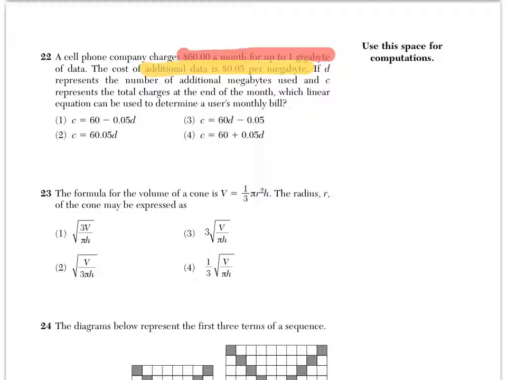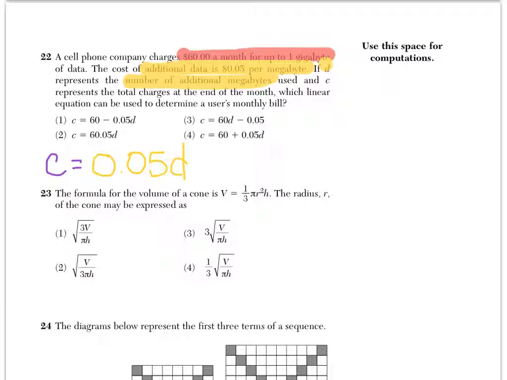Next, that's great, it tells us what the 2 variables represent. So D represents the number of additional megabytes. I'm actually going to highlight that in yellow because the 2 are connected. Right now, I know that it is 5 cents for every additional megabyte. So I have this expression right here. That would typically equal C, the total charges, except for the fact that we have to worry about the $60.